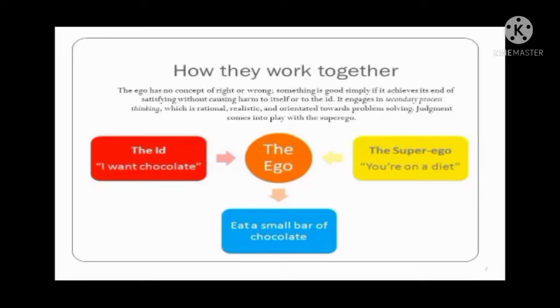The id is an unconscious part of our personality. It is basically the childish and impulsive part of ourselves that just does what it wants, and it wants things really intensely and doesn't really think about the consequence.